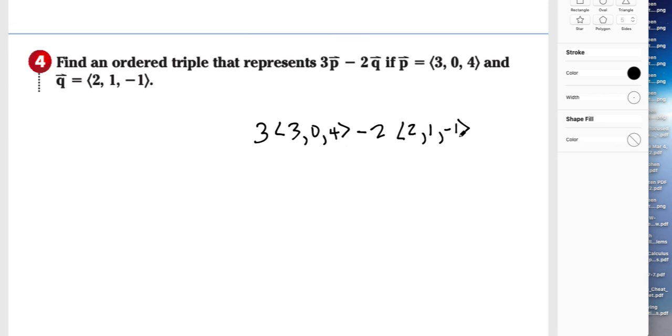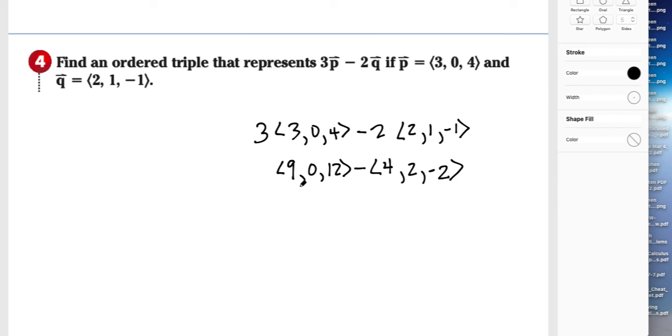And so when I do that, it really is just a little distributive property. So I end up with 9, 0, 12, and then I'm going to subtract from that this vector 4, 2, and negative 2. Notice I did not quite distribute through with the negative. I was trying to figure that out for myself, but I'm just going to leave the negative here and then deal with it later. I hope that made sense. I hope you saw what my little struggle was.